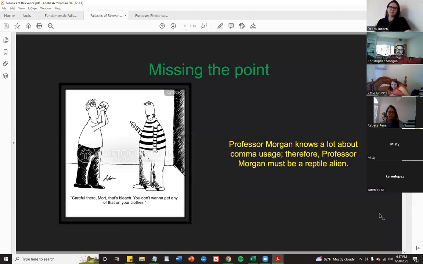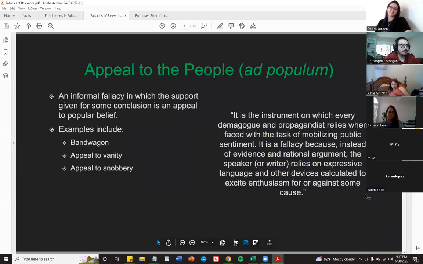It's poisoned. It's poison, right? Doesn't matter if it stains your clothes. That's irrelevant to the fact that it's going to kill you, right? So, missing the point. The appeal to the people.